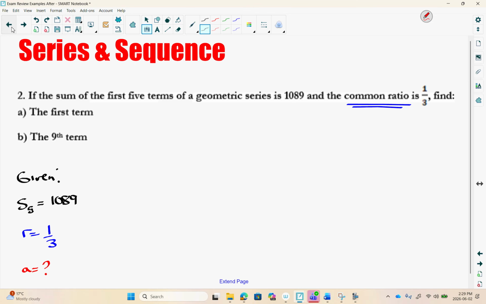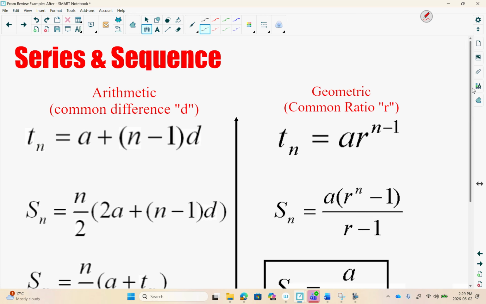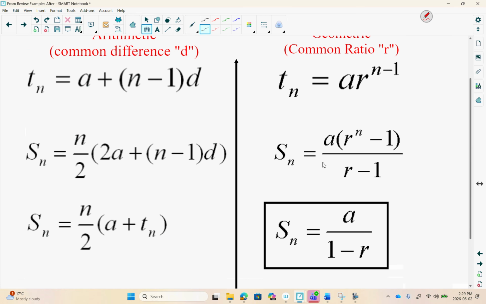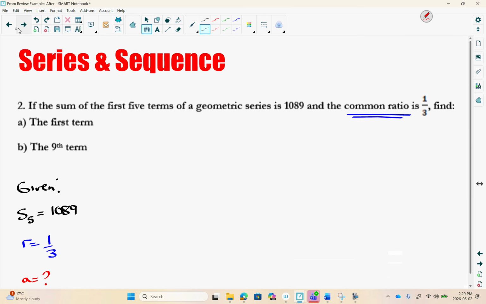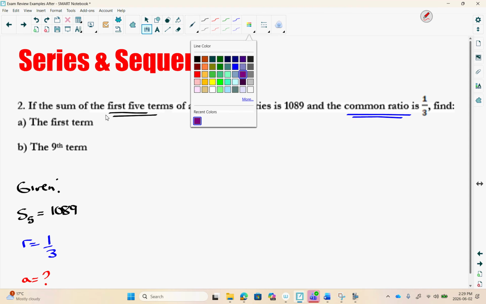I use my formula for a geometric series, this one. Everywhere there's an R, I'll fill in a 1/3. Everywhere there's an N, I'll fill in a 5. How do I know to fill in a 5? Because they told me the sum of the first 5 terms. So N is 5.